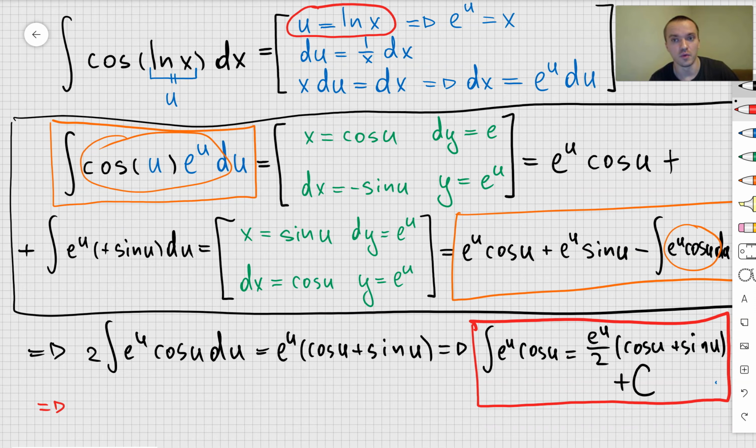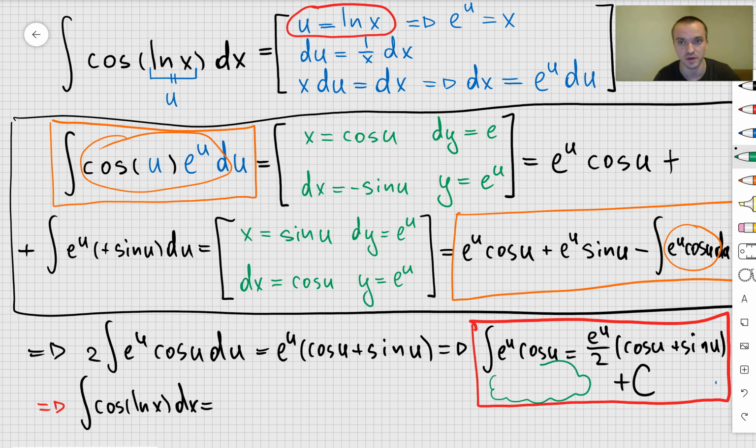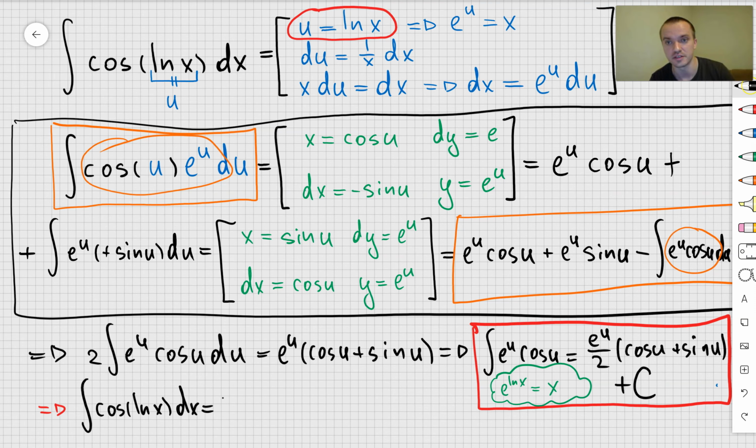So what do I need to do? I need to plug in my x back, because I want to get the answer just in terms of x, since we started with a function in terms of x. And here we're going to have the integral of cosine of ln of x is equal to, since e to the power of ln of x is just x, x over 2 times cosine of ln of x plus sine of ln of x. And always remember that we need to add plus c.